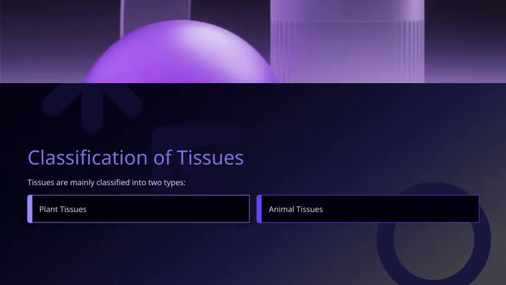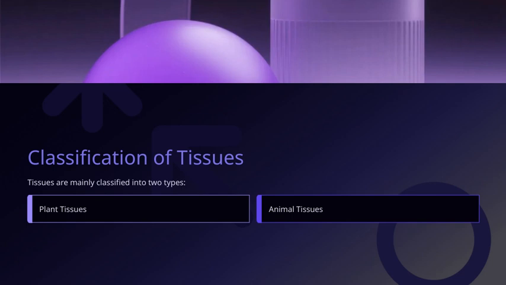Today, we're going to look at the classification of tissues, which is a fundamental concept in understanding how organisms are structured. Tissues are mainly classified into 2 broad categories: plant tissues and animal tissues. Plant tissues include various types like meristematic tissues, which are responsible for growth, and permanent tissues, which perform functions such as transport and support. These tissues are unique to plants and are crucial for their survival and development.